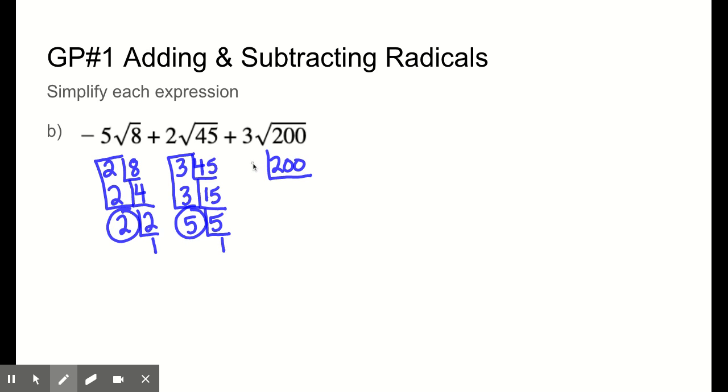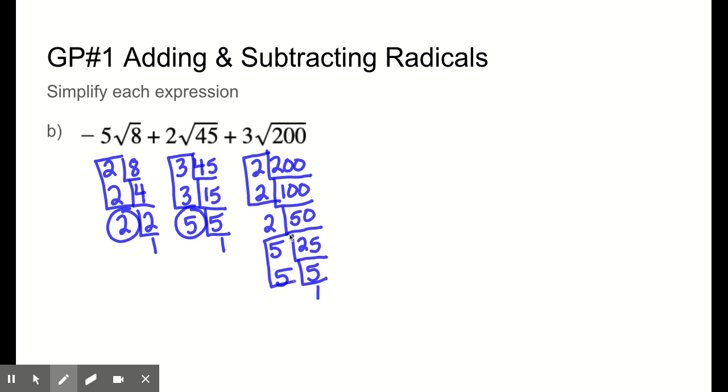Then for 200, that would be 2 and 100, 2 and 50, 2 and 25. 25 is not divisible by 2, nor is it divisible by 3, but it is divisible by 5. And that gets us down to 1. So we have a pair of 2s, a pair of 5s, and a leftover 2.